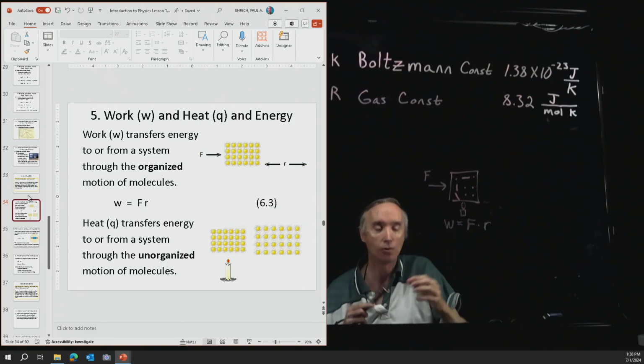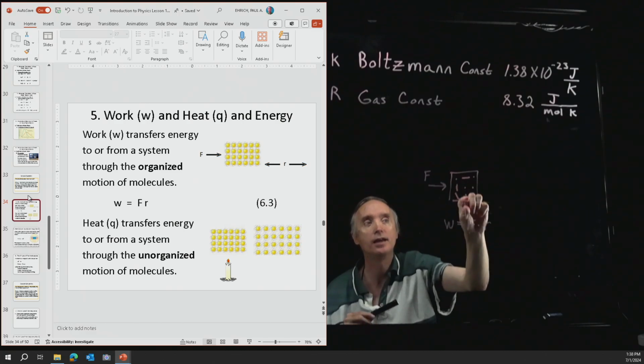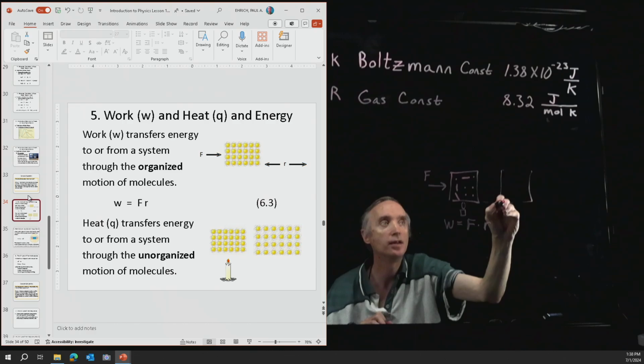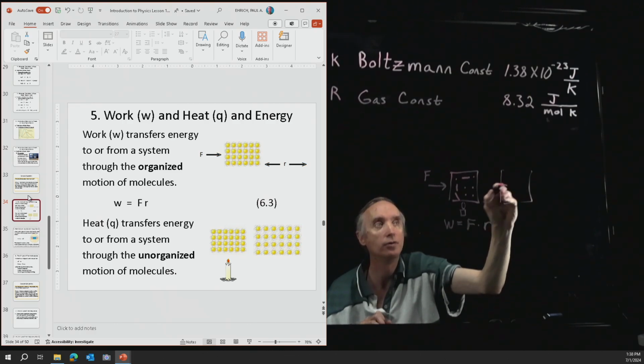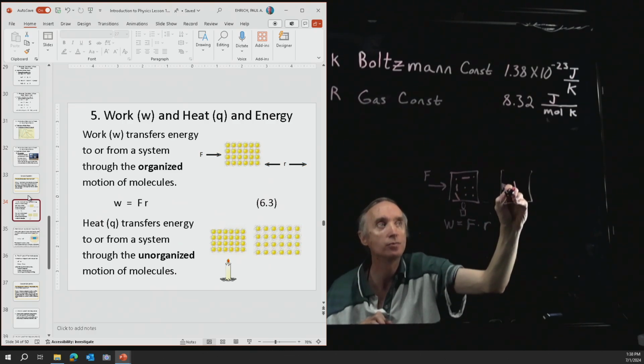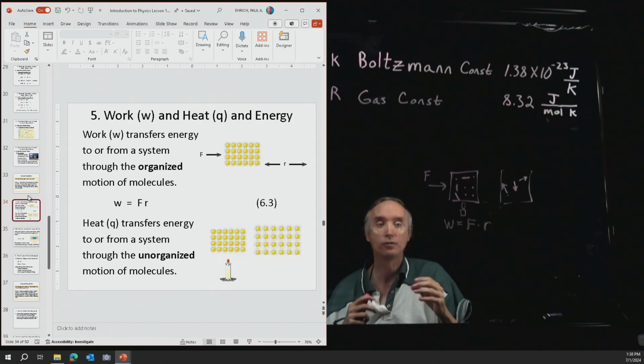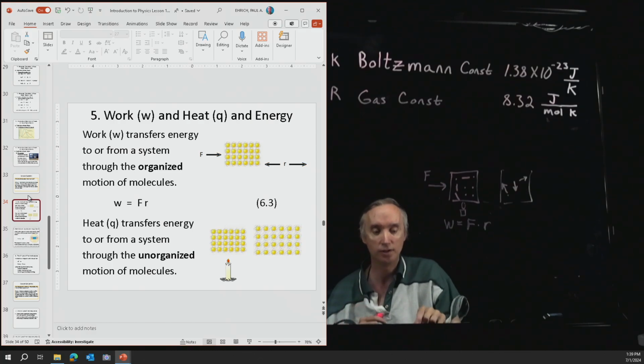Some of them are up and down, some are sideways, some are at an angle, but it's disorganized motion. If this was a gas and you applied heat to it, maybe this air molecule would go this way, and this one might go that way. All of these air molecules are moving around with different speeds and in different directions. So again, it's unorganized. So heat is the transfer of energy to or from a system through the unorganized motion of molecules. That's the definition of Q, which is heat.